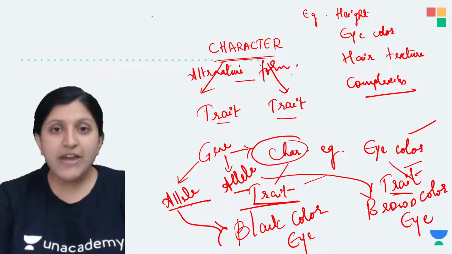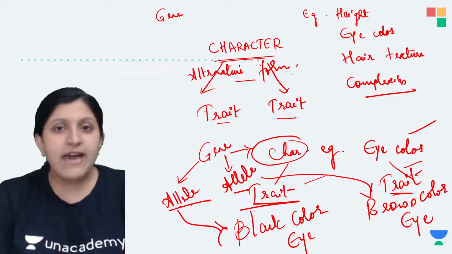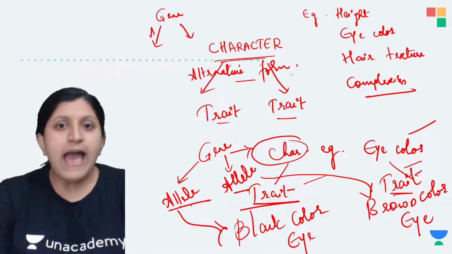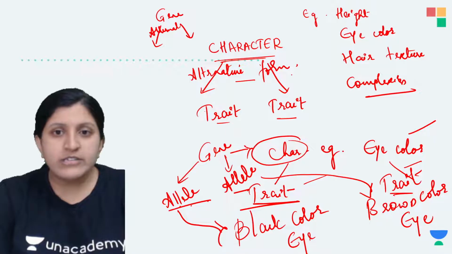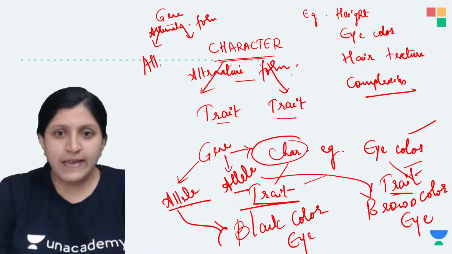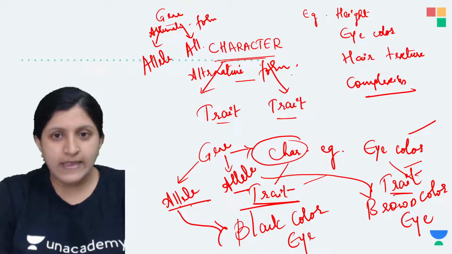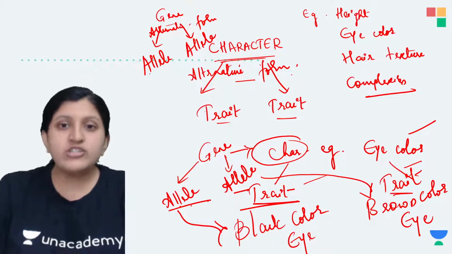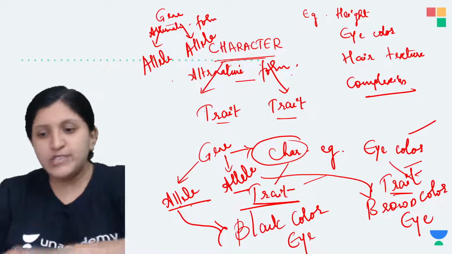That's the reason the alternative form here is the trait. In the same way, if I have to write, the gene has an alternative form, and that alternate form is basically an allele. So this one is the allele. Now when we mention the allele, the allele will code for the specific trait.